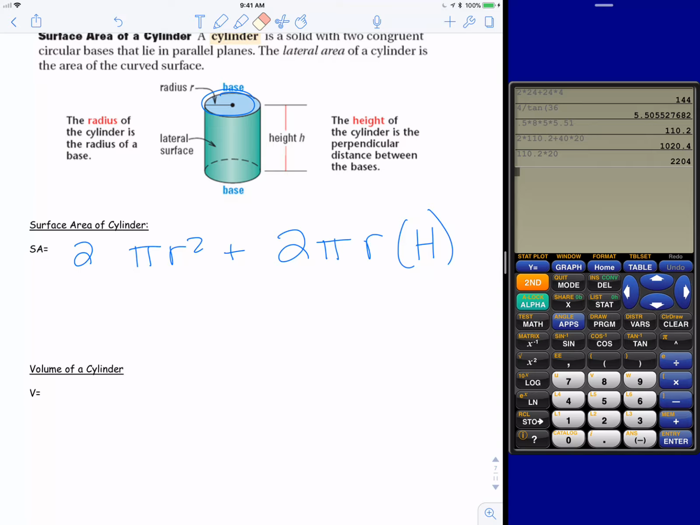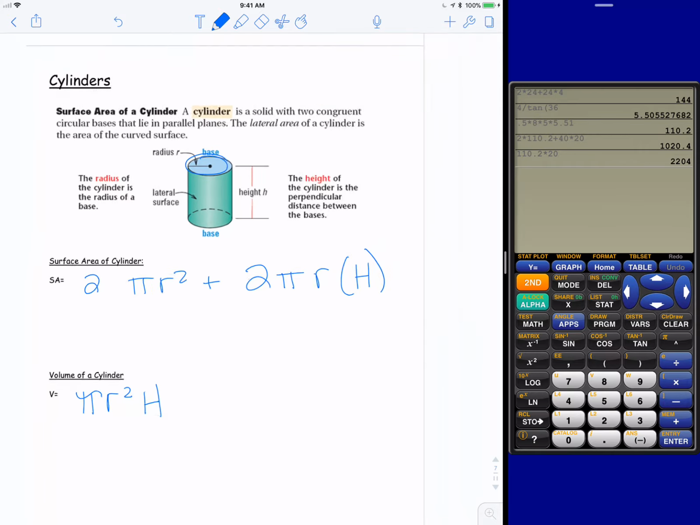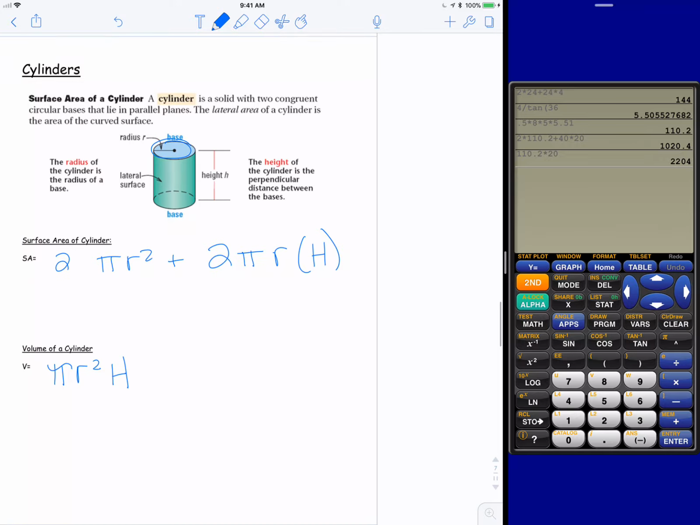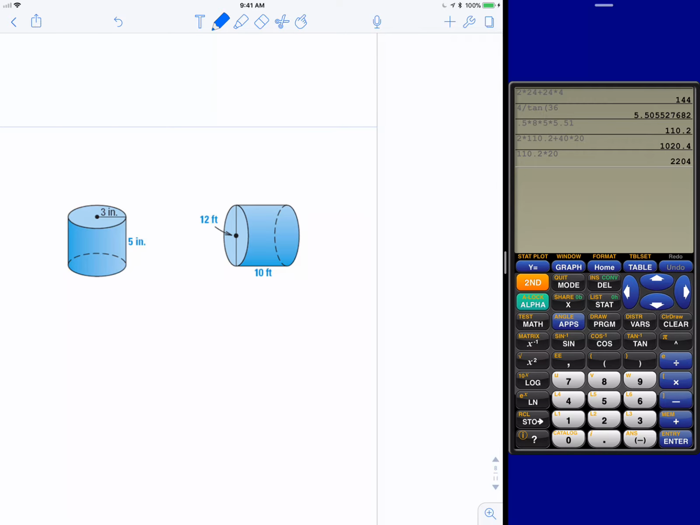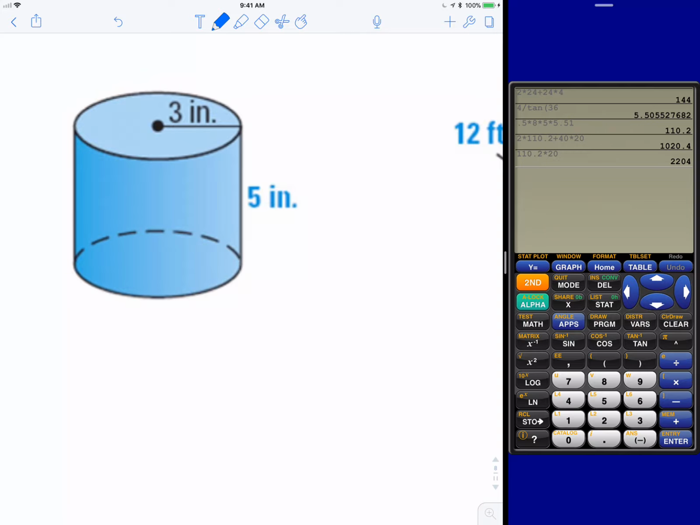So same thing with volume. Area of the base face times height would be pi r squared times height, because pi r squared would be the area of that circular base face. Okay, there's our two formulas. Let's go ahead and practice right here.